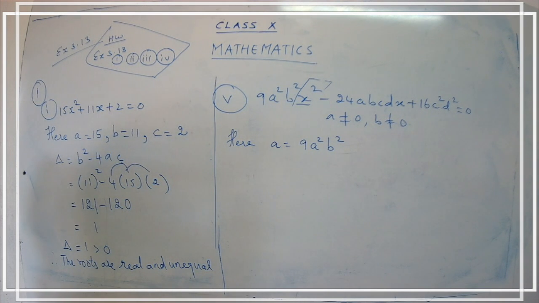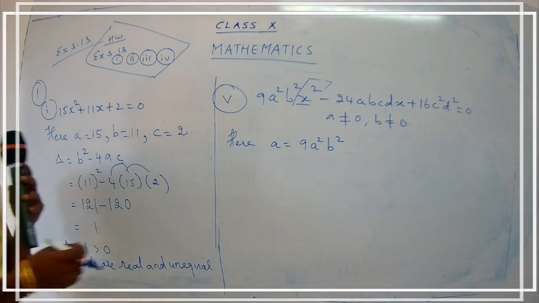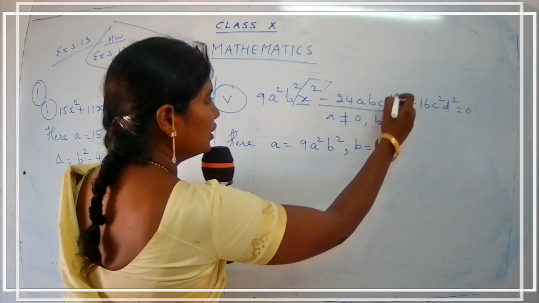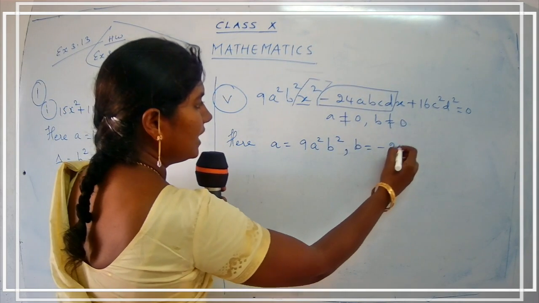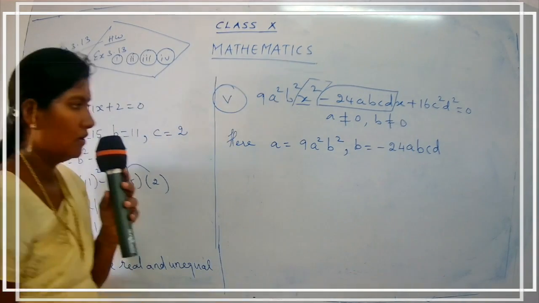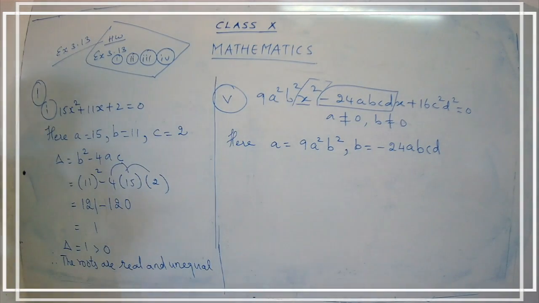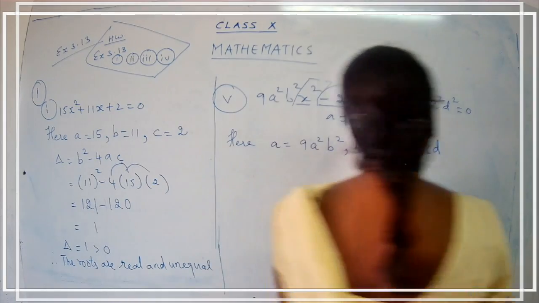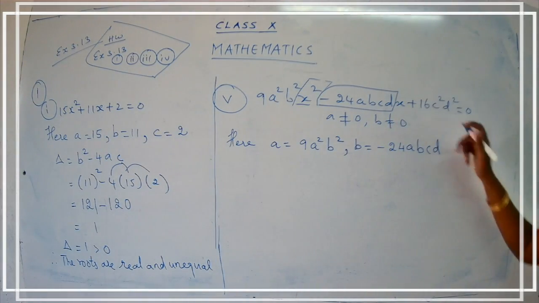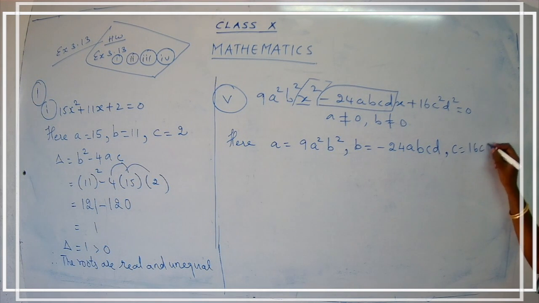Next, what is the value for b here? I have told you to focus on the sign also. The coefficient of x is minus 24abcd. Do not write x. So b is minus 24abcd. Now the last one, we have to write down the c part, the whole constant term. So here you are going to take 16c square d square.